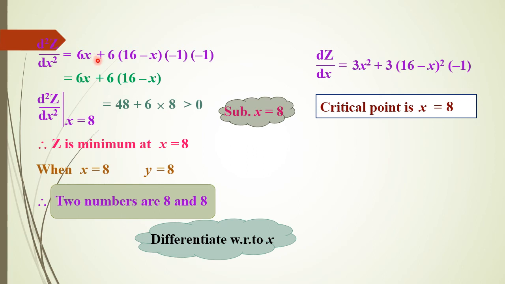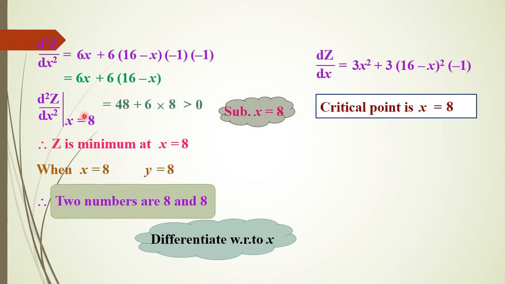So next, after finding the second derivative, the derivative of 3x squared is 6x, plus the next term, 16 minus x whole squared. Its differentiation gives 6x, plus 6 into 16 minus x, and again the derivative of 16 minus x will be minus 1, so minus into minus is plus. So it is 6x plus 6 into 16 minus x. Now you substitute x equal to 8 in this differentiated term. After substituting, you get a value greater than 0, so it is minimum at x equal to 8.